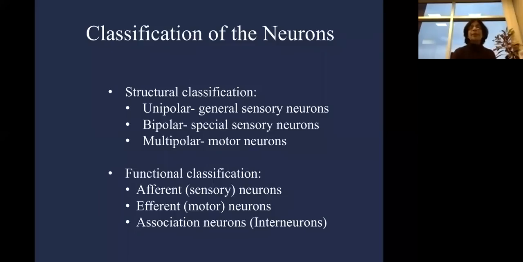Okay, so now let's classify the neurons using two different categories. One is based on the structure, the other one is based on the function. Based on the structure, you already know about the multipolar neuron. They are the most numerous, and motor neurons are examples of multipolar neurons.